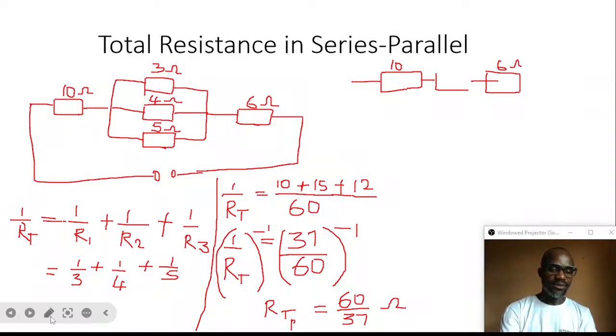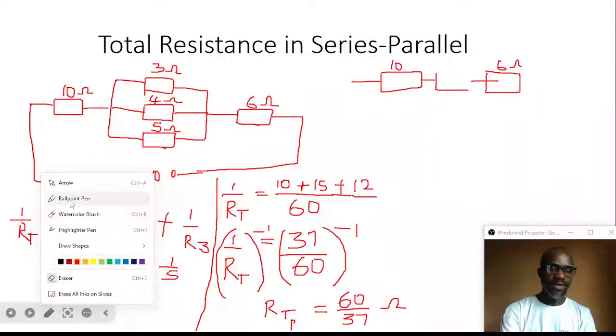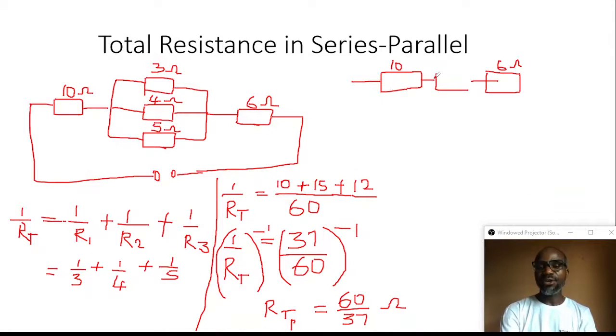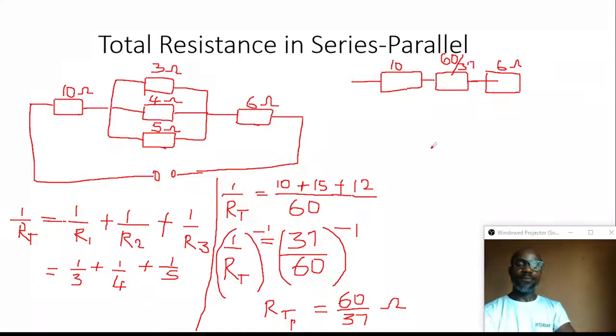Very good. Now let's go back, pick our ball pen once again, redraw what we did before to make meaning, right? Good. So what do we have? We have that 60 should be up, all over 37. We're trying to fix it well so that we don't mix things up. Good, this is better.